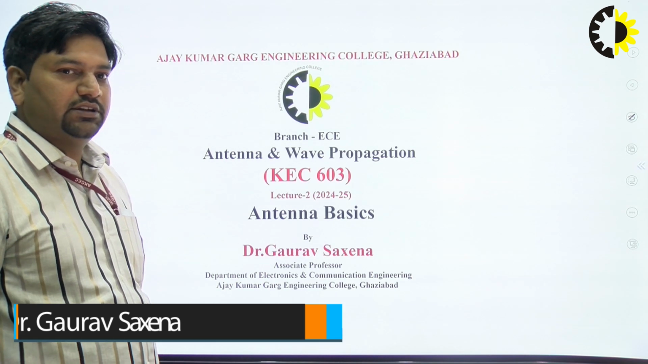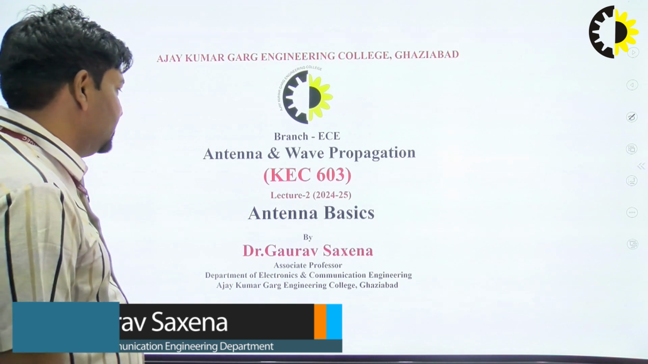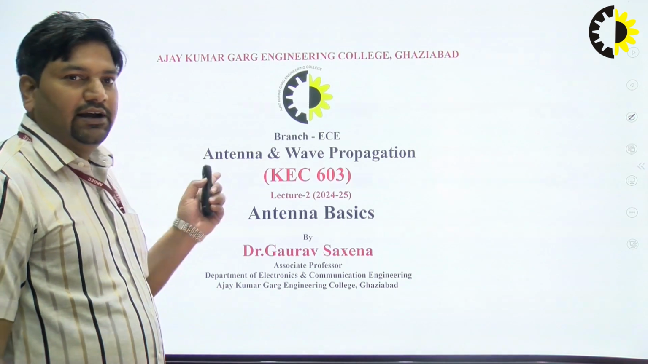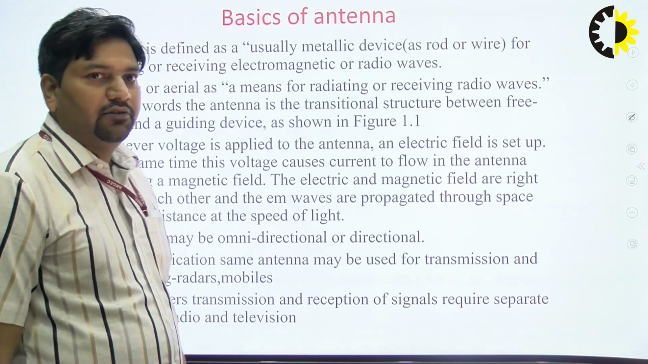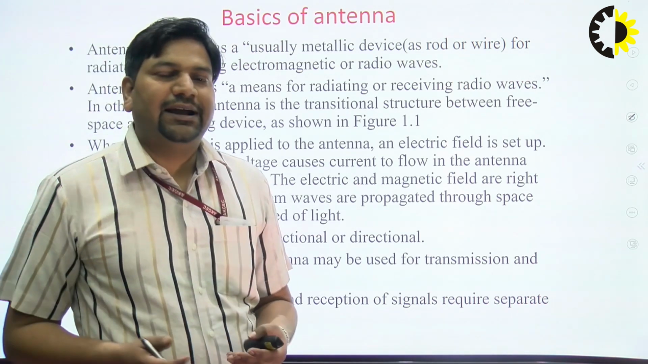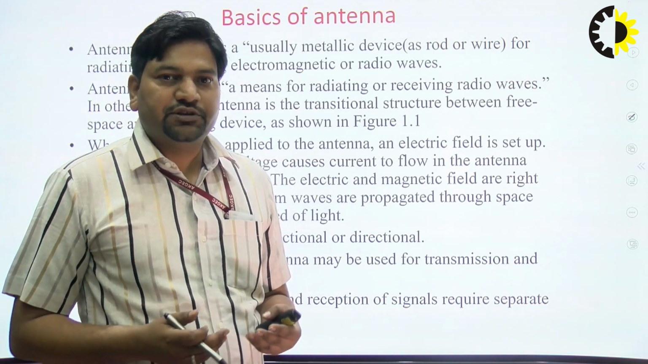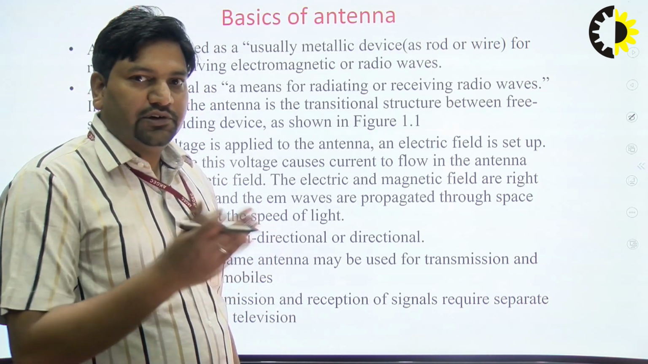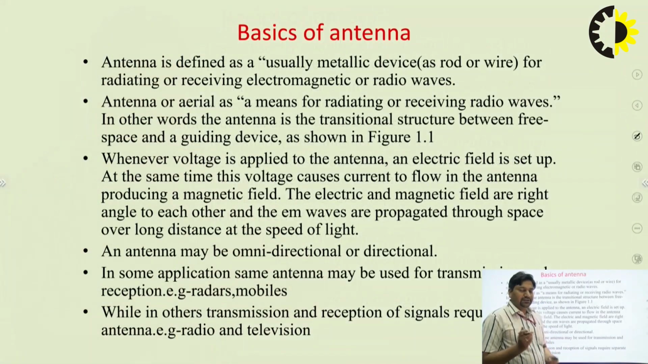So today I have discussed some terminology provided by the antenna, or we can say antenna basics. We have just given a brief idea associated with Antenna and Wave Propagation, KEC 603. So what are the basics of the antenna? As per the IEEE definition, an antenna is a transducer which converts an electrical signal to an electromagnetic signal, and an electromagnetic signal to an electrical signal, when we use the antenna at the transmitting and the receiving end.